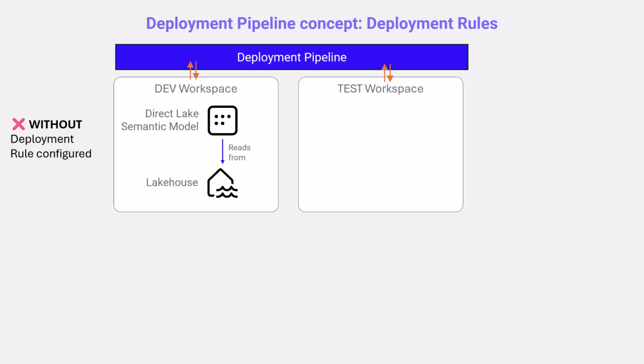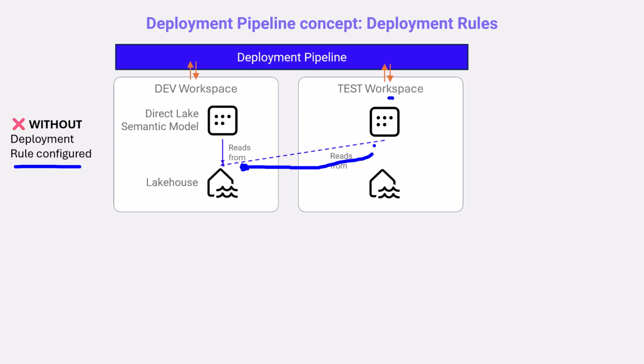To illustrate what a deployment rule is, it's essentially changing various parameters between different deployment environments. Here we've got a simple deployment pipeline with a development and a test workspace, and we've got a direct lake semantic model and a lakehouse. These are connected, so the direct lake semantic model is reading from this lakehouse here. When we go to deploy this, by default, if we don't have any deployment rule configured, the connection is still going to read from this lakehouse here. So the semantic model in your test workspace is going to read from your dev lakehouse, which is not what we want. What we want is, when we deploy it, for it to read from the test lakehouse here.